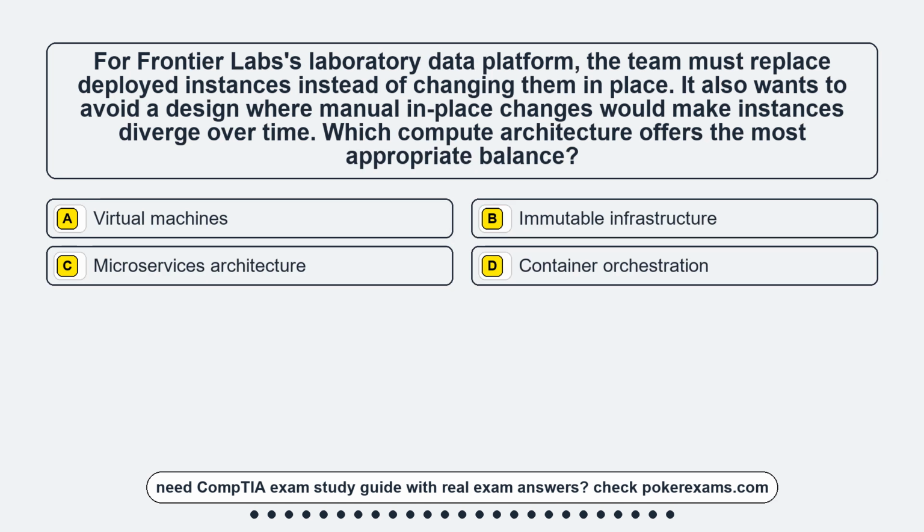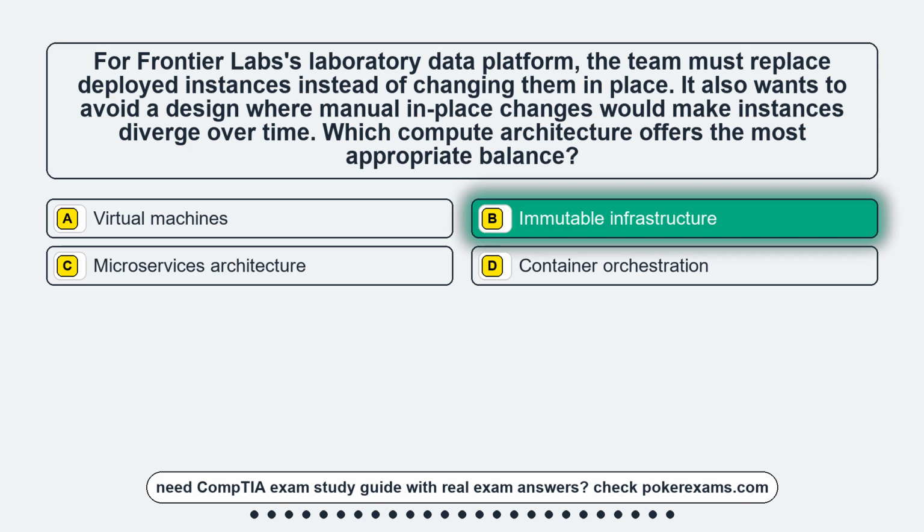Question 3. For Frontier Labs' laboratory data platform, the team must replace deployed instances instead of changing them in place. It also wants to avoid a design where manual in-place changes would make instances diverge over time. Which compute architecture offers the most appropriate balance? Option A, virtual machines. Option B, immutable infrastructure. Option C, microservices architecture. Option D, container orchestration. The correct answer is option B, immutable infrastructure.